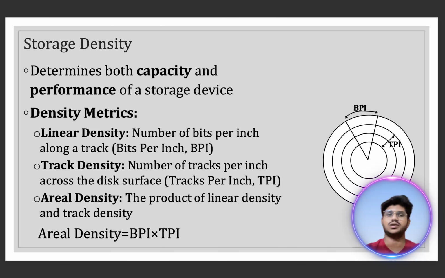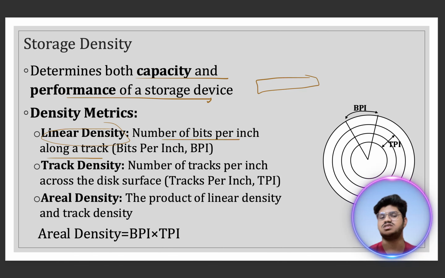So now coming to some technical terms. What is the storage density? It determines both the capacity and performance of a storage device. About the linear density, it is defined as the number of bits per inch along a track. Sorry, it is not about sectors, it is about bits. So in 1 inch of a track, the number of bits that are stored is basically your linear density. And about the tracks, the track density is the number of tracks per inch across the disk surface.